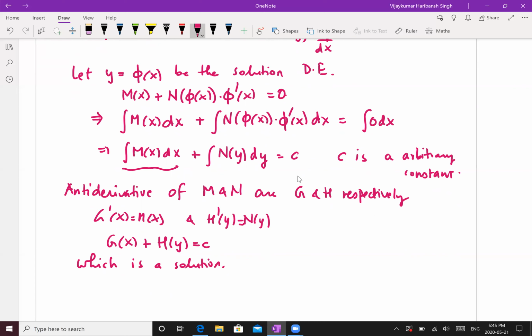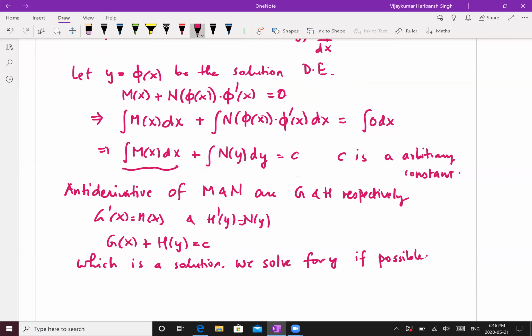And we solve for y if possible. Sometimes it may not be possible to solve for y because the solution is an implicit solution, right? Like the equation of a circle. y is a function of x implicitly and locally. So sometimes it may not even be possible to solve and get an explicit solution for y. So this is how it works. This is why the solution works.